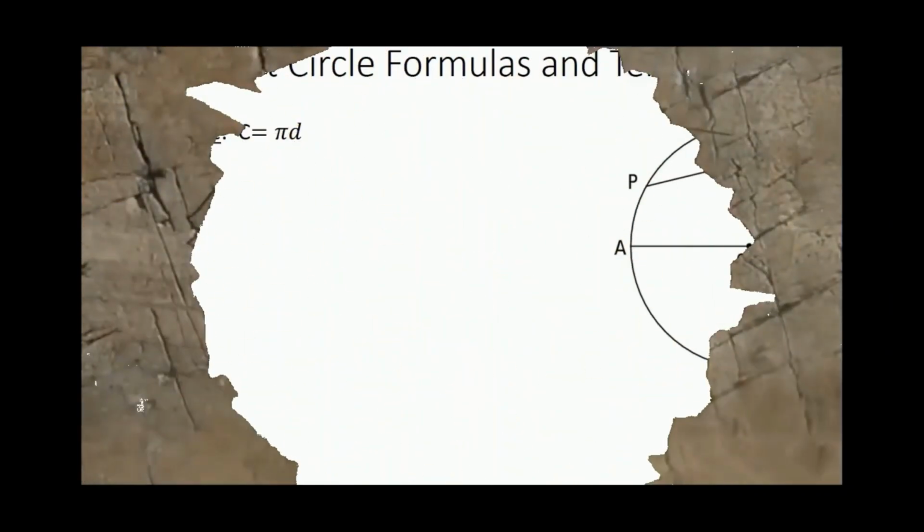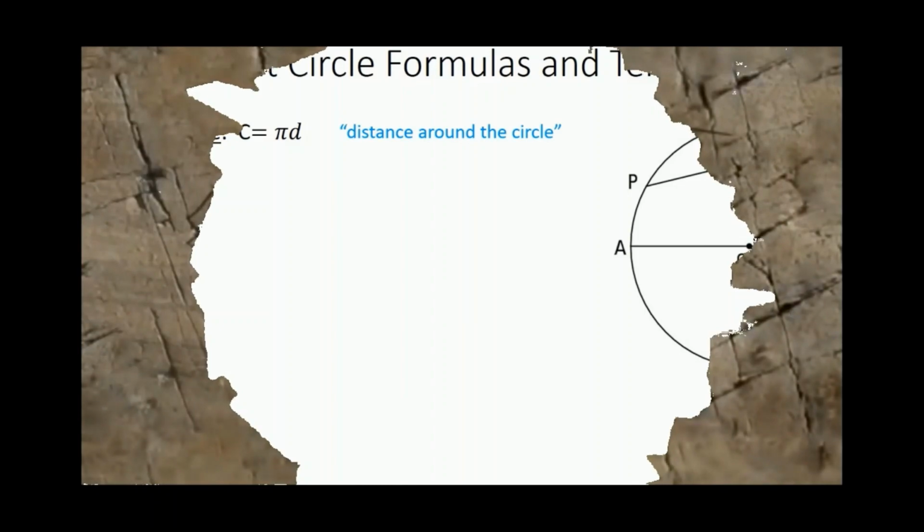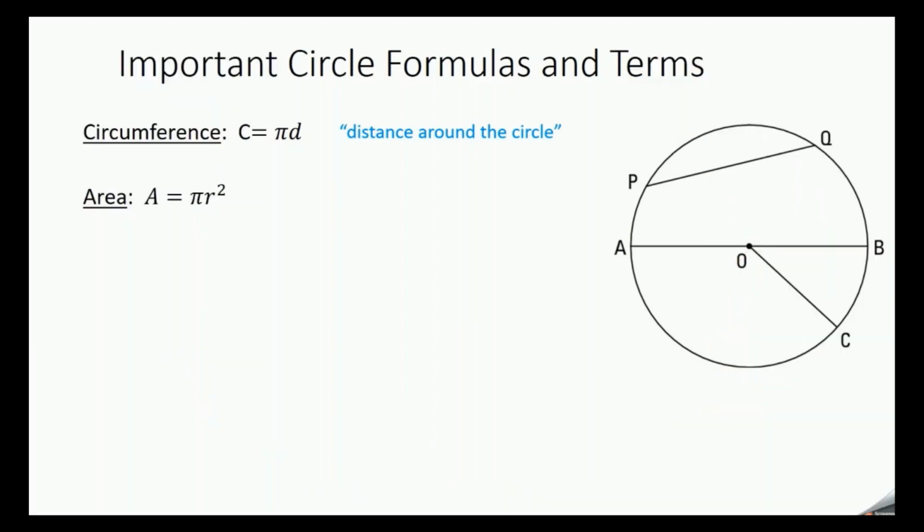Circumference. Formula, pi times diameter. That's the distance around the circle. Second formula is area, which is pi r squared. That's the amount of space inside the shape.